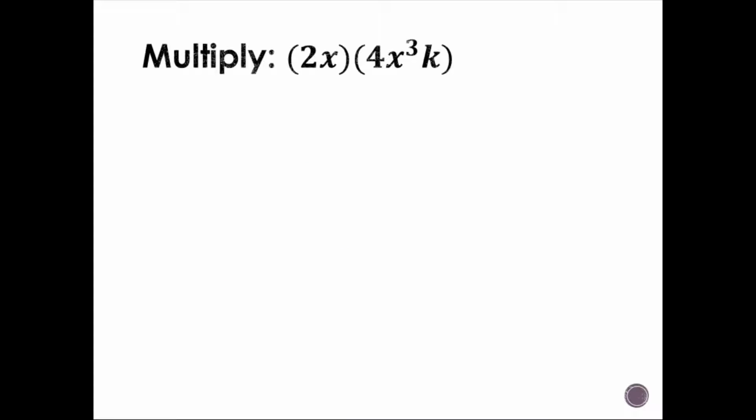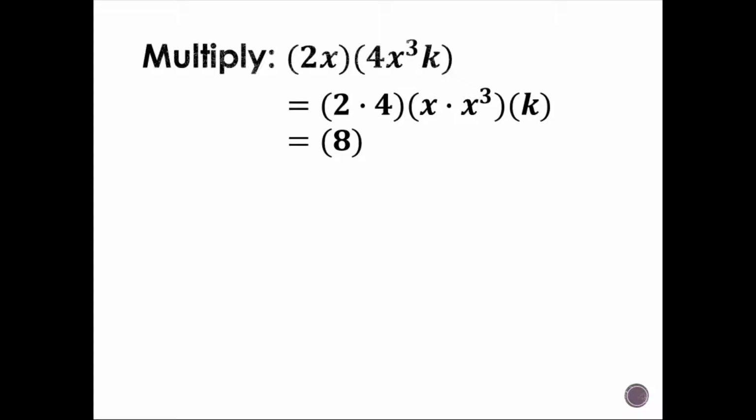If I have 2x times 4x cubed k, to multiply that, you multiply first 2 by 4, x by x cubed, and then copy k. 2 times 4 equals 8. x times x cubed is x raised to 4, and then copy k, so the final product is 8x to the 4th power k.